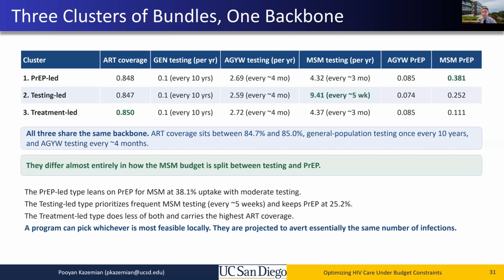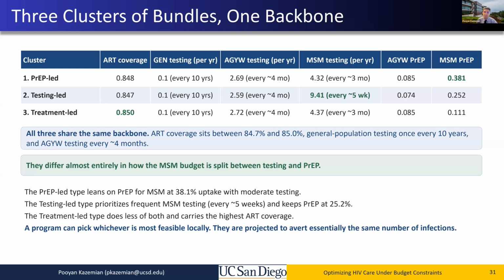And testing for the adolescent girls and young women is always roughly every 4 months. The difference is how we spend money on MSM PrEP and MSM testing, because the first cluster, the PrEP-led cluster, spends more money on PrEP for MSM. The coverage goes all the way up to 38.1%, whereas the testing-led cluster spends more money on testing MSM every 5 weeks. And eventually, the treatment-led cluster spends less money on testing and PrEP and spends more money on increasing the ART coverage all the way up to 85%.